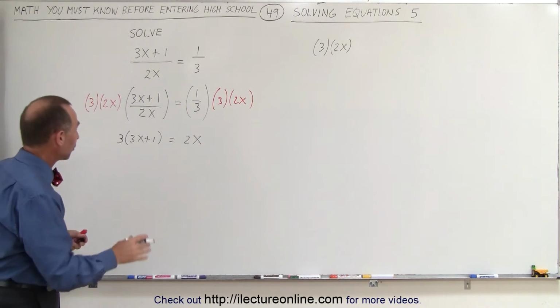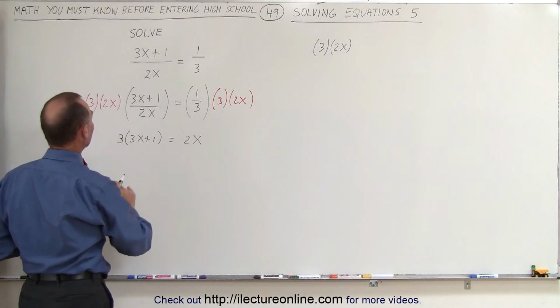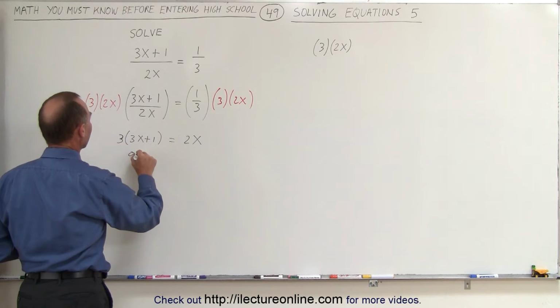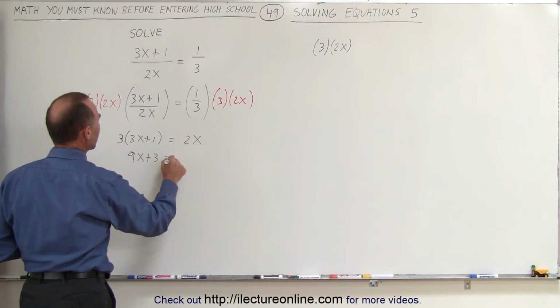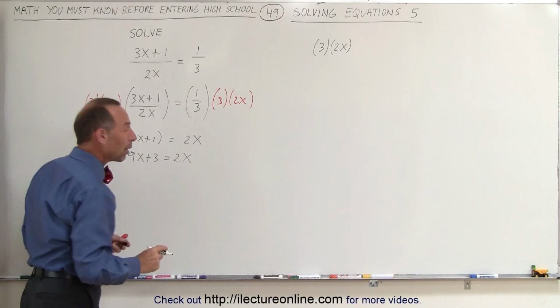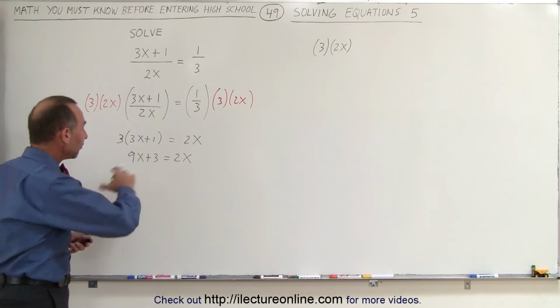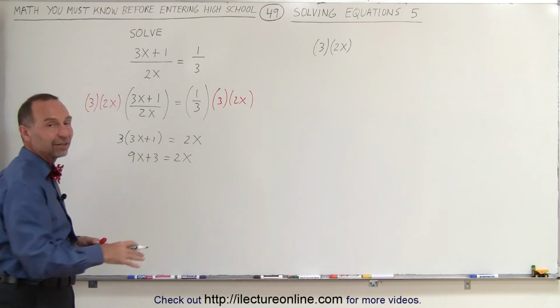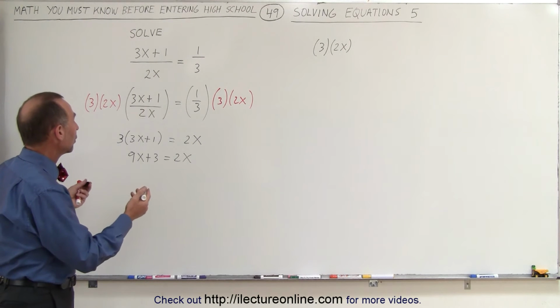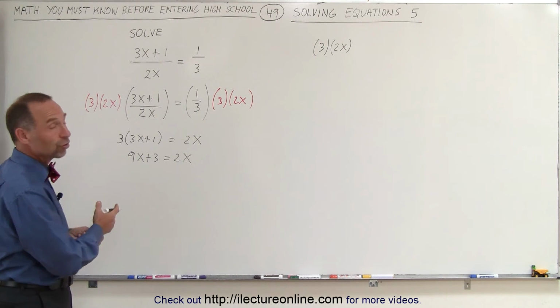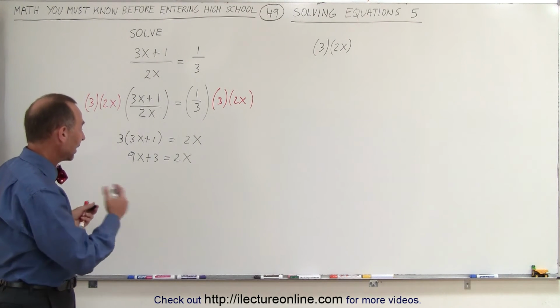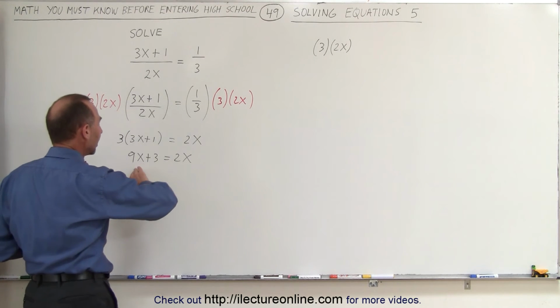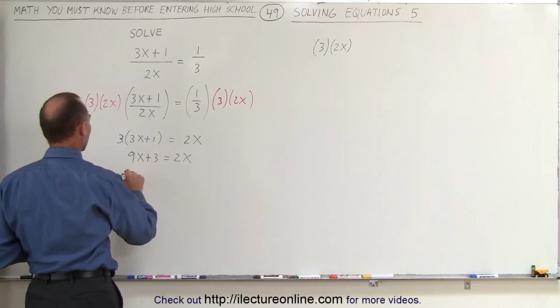Now, of course, the next step would be to get rid of the parentheses. So this becomes 9x plus 3 equals 2x. And now we want all the terms that have an x in them to the left side and all the numbers to the right side. Notice in this case, we're dealing with a linear equation, not a quadratic equation. So the method is to move all the x's to one side and all the numbers to the other side.